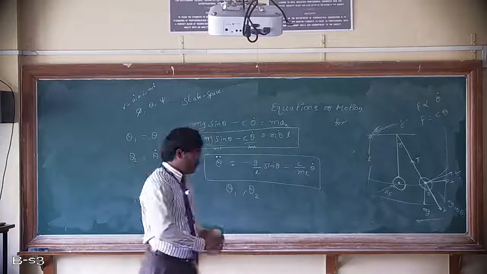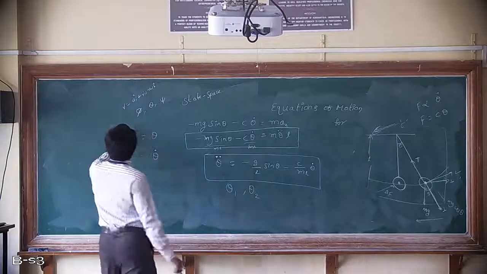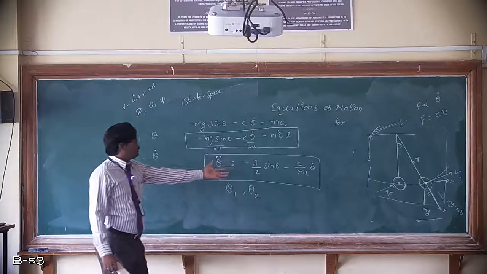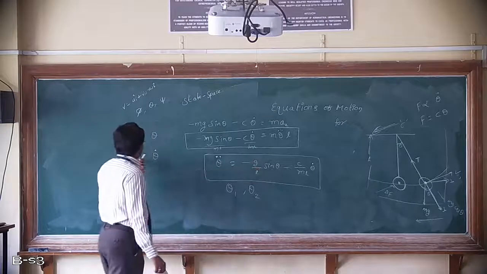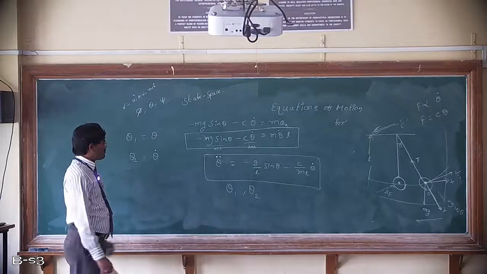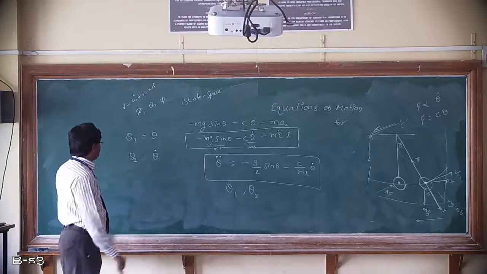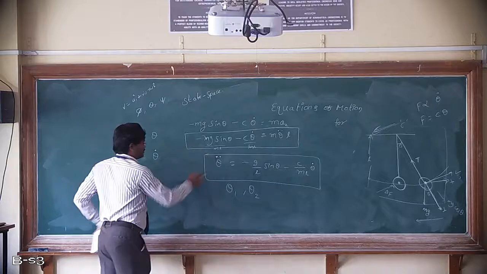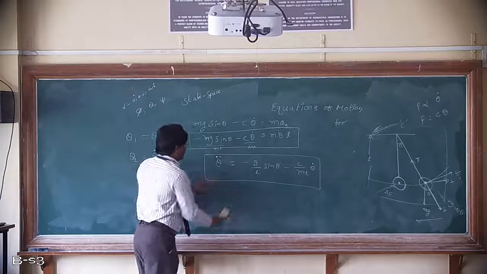So like that, I am taking two state variables, theta 1 and theta 2. Theta 1 is nothing but theta, the same theta here. Theta 2 is nothing but velocity. For example, let's see. First we'll solve this. Substitute this theta 1, theta 2 in this equation. What will happen? Theta double dot.